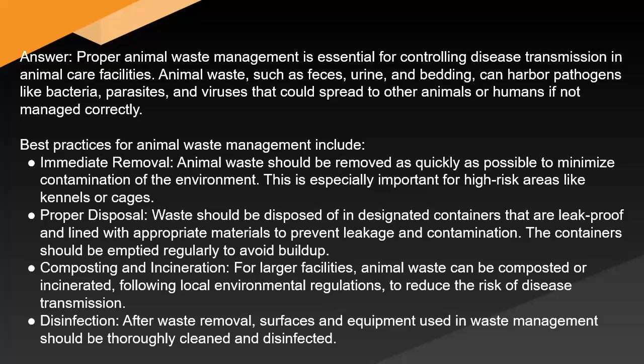Best practices for animal waste management include immediate removal. Animal waste should be removed as quickly as possible to minimize contamination of the environment. This is especially important for high-risk areas like kennels or cages. Proper disposal. Waste should be disposed of in designated containers that are leak-proof and lined with appropriate materials to prevent leakage and contamination. The containers should be emptied regularly to avoid buildup.